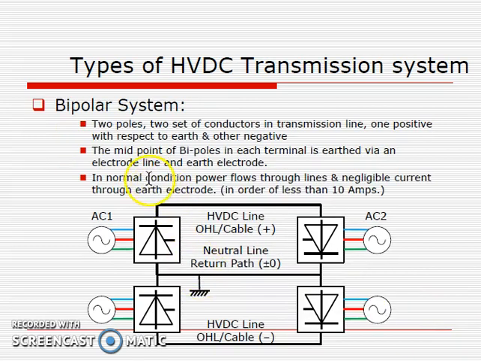The second one is the bipolar system. Two poles, two sets of conductors in the transmission lines. This is one conductor, this is the other conductor. One is positive with respect to the earth and the other is negative. The midpoint of the bipole at each terminal is earthed, with an earth electrode line and earth electrode. In normal condition, power flows through the lines and there is negligible current to the earth electrode. So these are the bipoles, two conductors, one negative and one positive. This is one bipolar system, this is the second bipolar system.